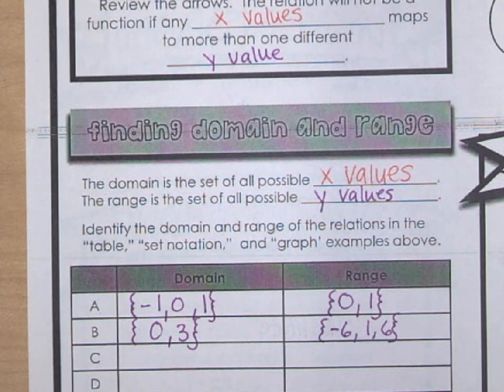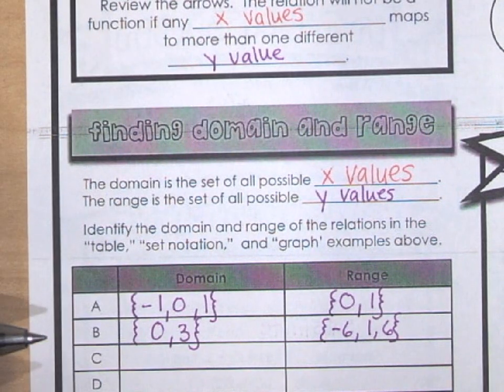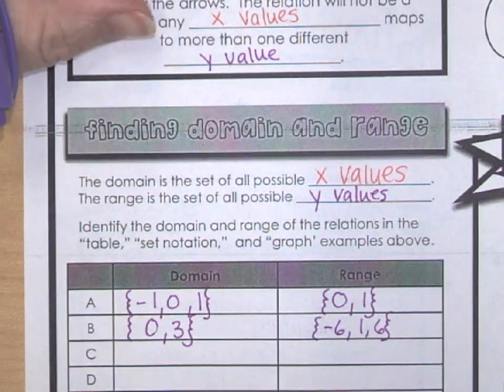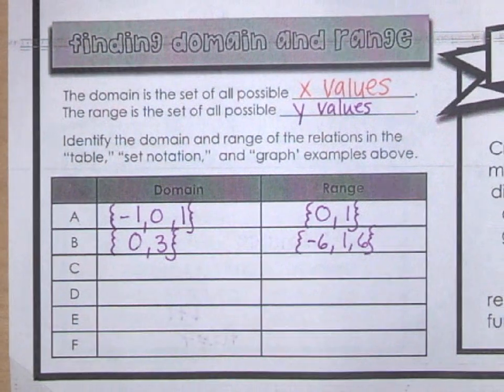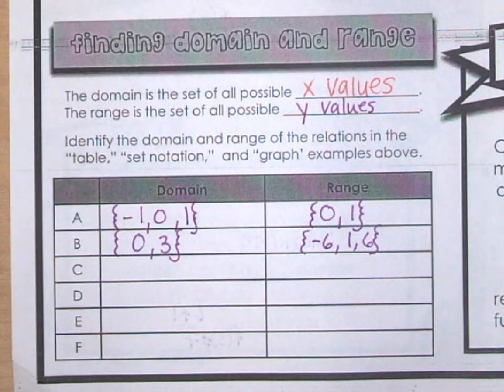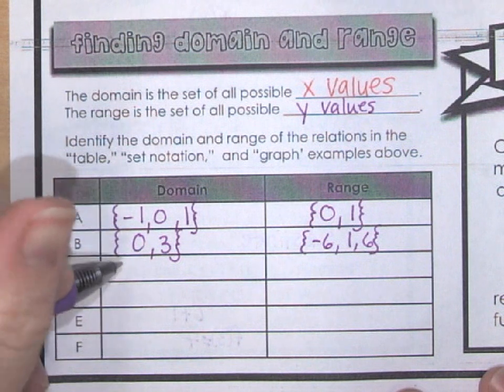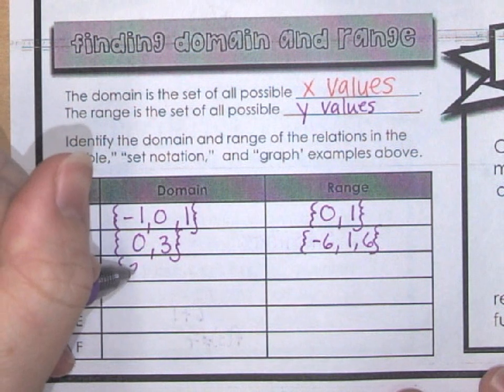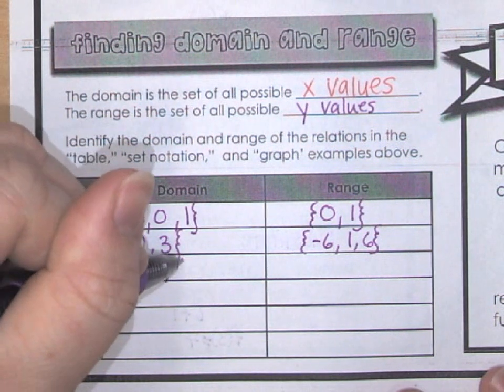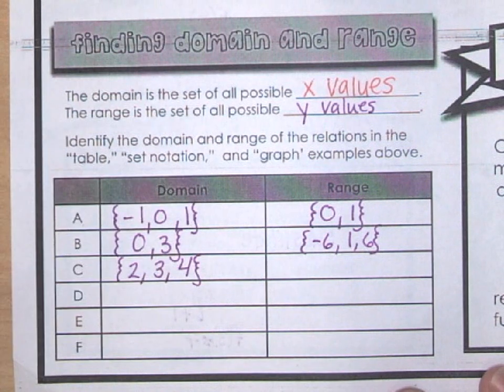So I'm separating each one with commas, listing from least to greatest, only including the values given. C and D were written in set notation. So these, again, you are just listing ordered pairs. You cannot assume that any other numbers would be part of the values allowed. So for C, we had 3, 4, and 2 as our domain. So in order from least to greatest will be 2, 3, 4.